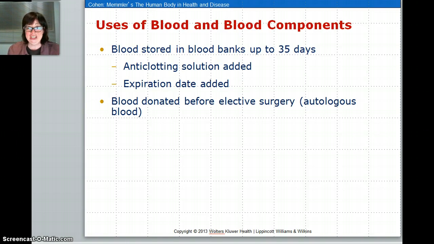An anti-clotting solution is added, and actually they take the calcium out. Why do they take the calcium out, you ask? Because calcium is a cofactor in the clotting process of prothrombin being converted into thrombin. It needs calcium. No calcium, no reaction, no agglutination.